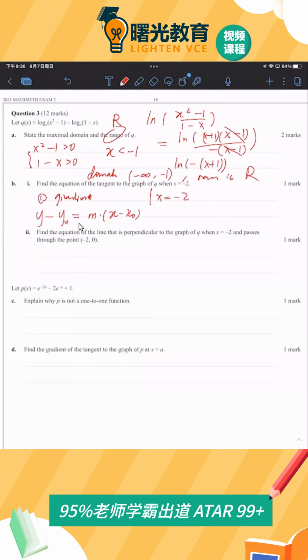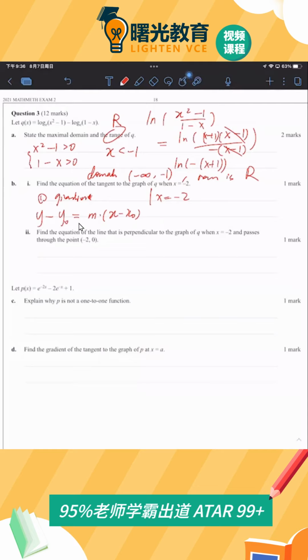We only have the x value, but the point is located on the graph of Q as well. So after you substitute x equals -2 into the Q equation, we can work out what Q(-2) is equivalent to, all right? See, it's 1 mark. If you use the by-hand method, it is time consuming, and it's just 1 mark, not worth it.